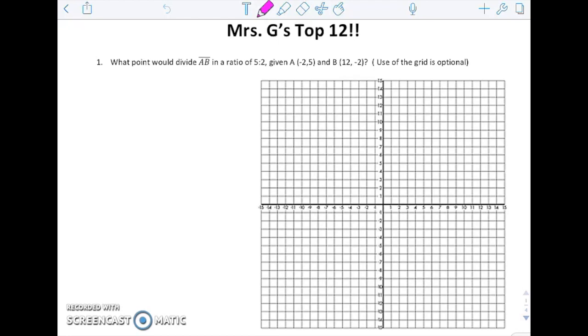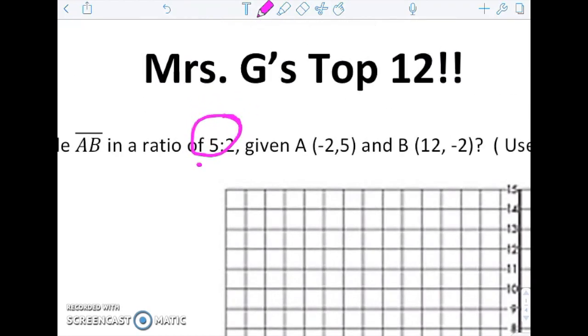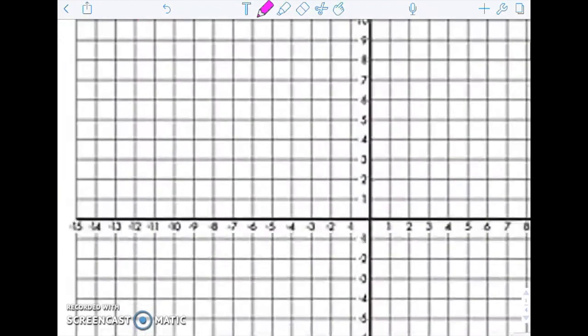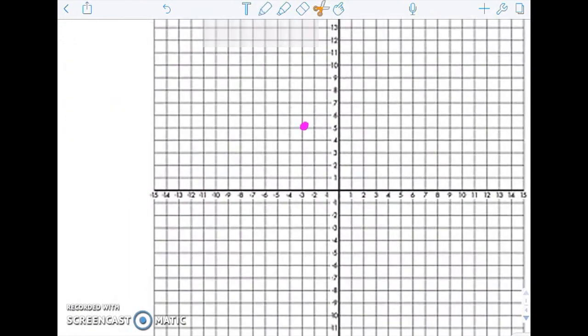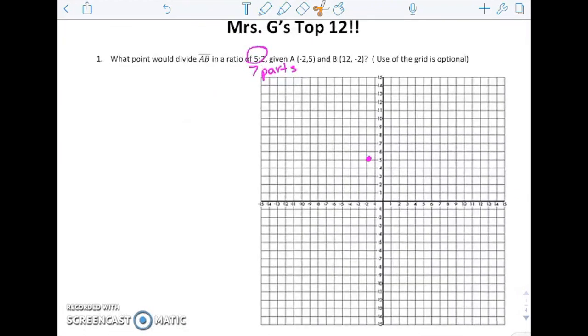So I want to divide AB in a ratio of 5 to 2, and so I know that that means that I have 7 parts. And let's look at where my points are. So negative 2, 5, and that's negative 3, 5, Mrs. G. There we go. And the other one is at 12, negative 2. So this is AB. And there's a couple different things I need to know here.